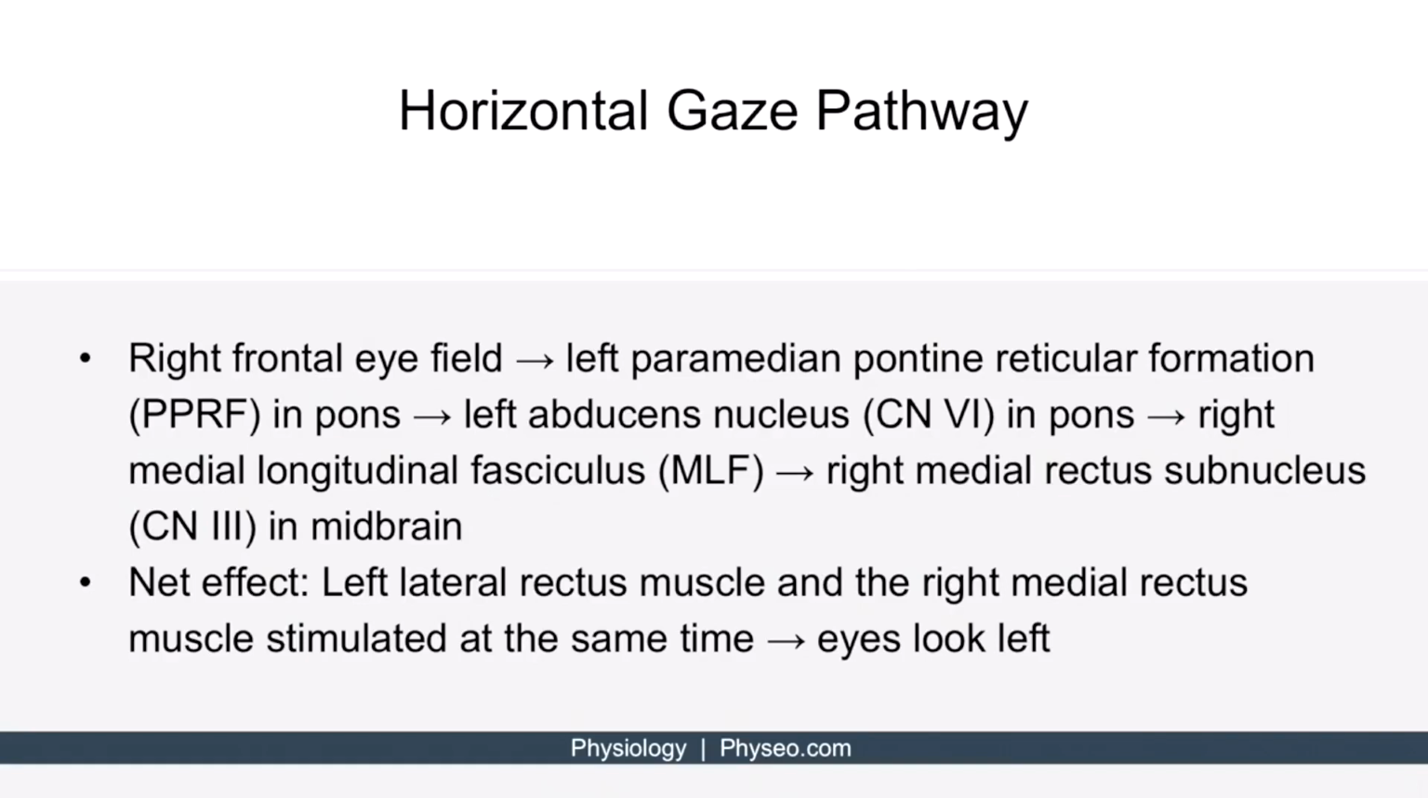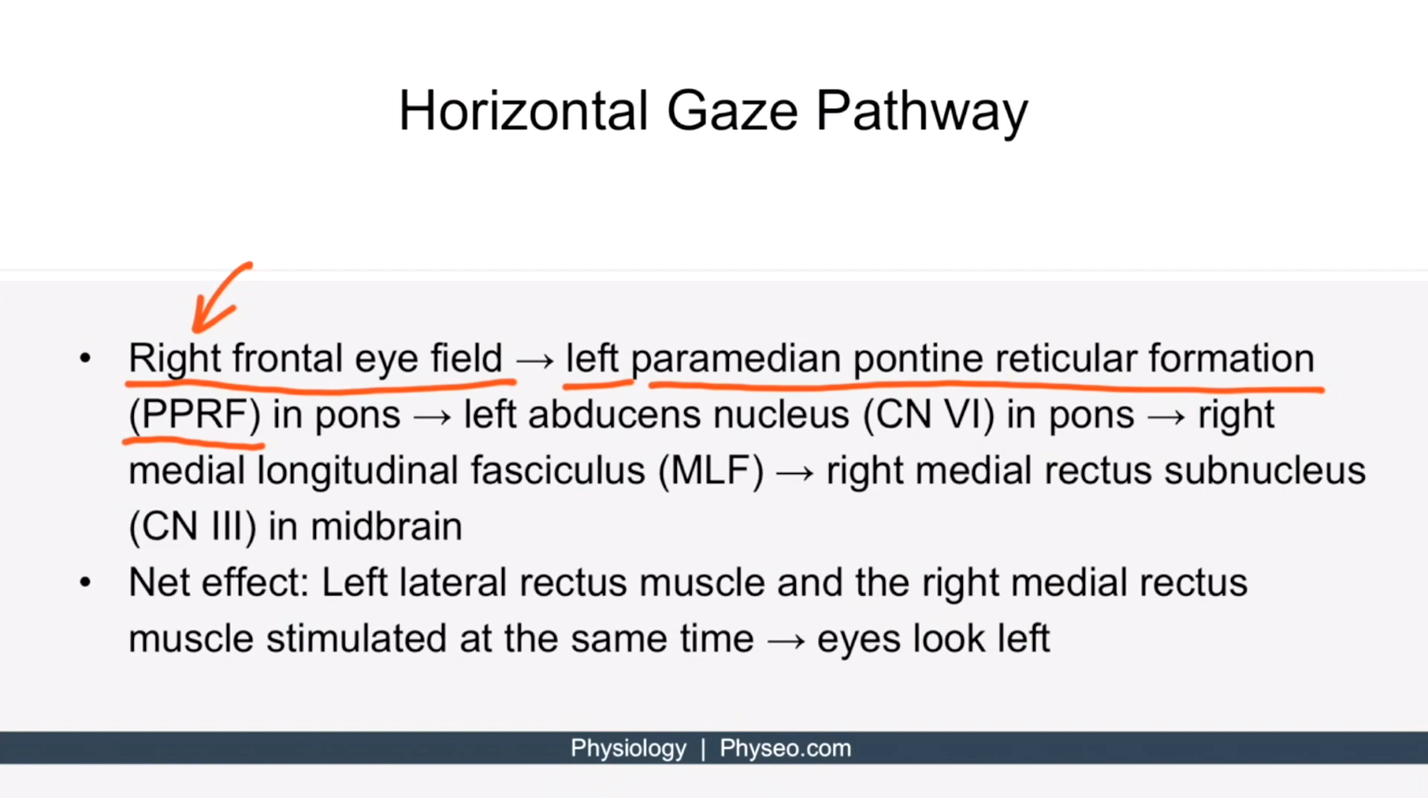So now let's talk about the horizontal gaze pathway for the eyes. So the signal starts in the right frontal eye field. We're just using right as an example now, but obviously this would apply for the left frontal eye field as well. So from the right frontal eye field, it will decussate to the left paramedian pontine reticular formation, or the PPRF, located in the pons.